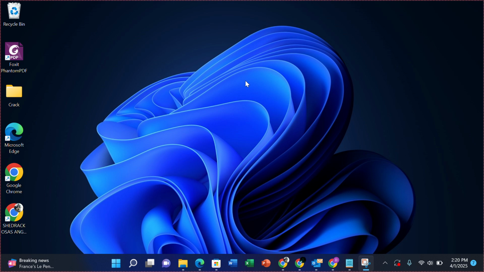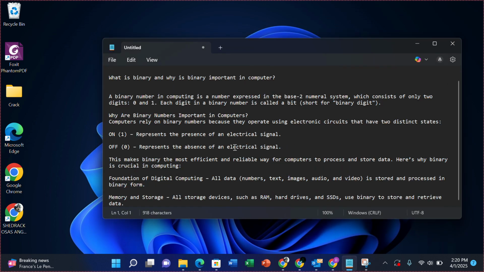My name is Angel, and today I'll be showing you a simple trick that you can use to convert decimal to binary. But before we proceed, let's quickly look at a short draft of what binary is and why it is important in computers.